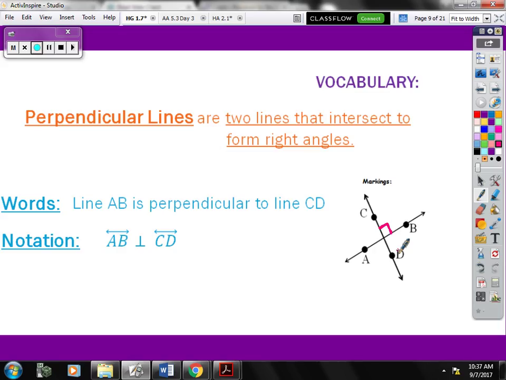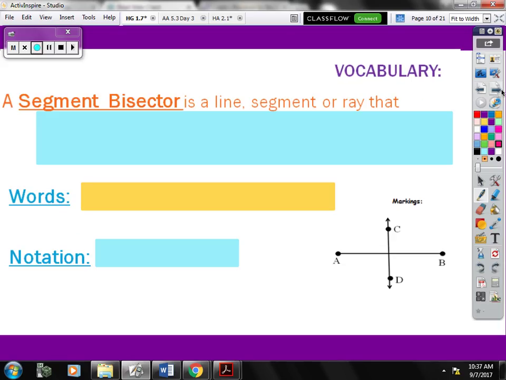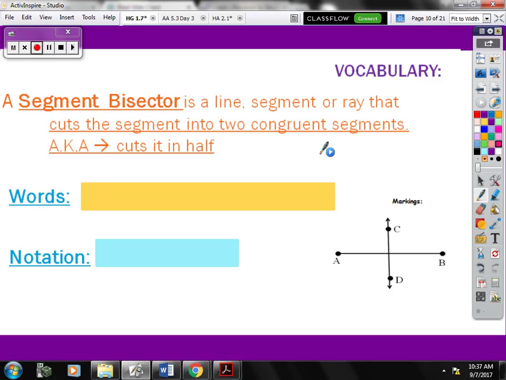Okay. Everyone make sure you did add this to your notes. This is the box. All right, the next one is a segment bisector. We've talked about the word bisector, but we're actually going to define it here. A segment bisector is a line, a segment, or ray that, remember, cuts through and makes it into two congruent segments. So it'll cut the segment into two congruent segments. I put AKA cuts it in half. It will go through the midpoint is another way to think of it too.